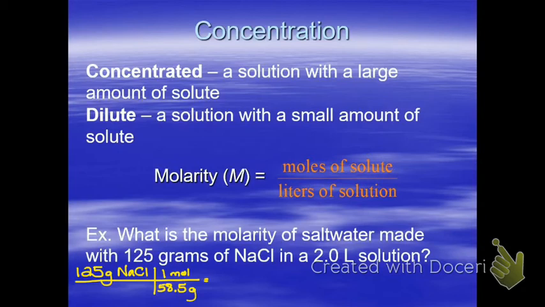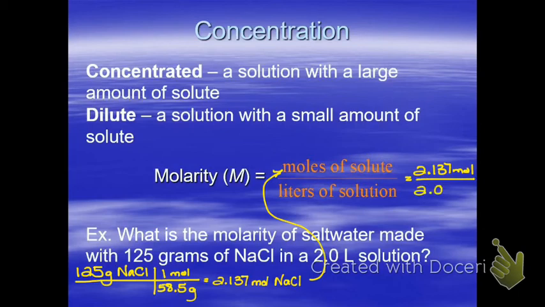And this is not my final answer, so I'm not going to round too much. I get 2.137 moles of NaCl. Now I'm ready to calculate the molarity. So I'm going to bring that number up into the numerator there. So I get 2.137 moles, and I'm going to divide that by the volume, which was 2.0 liters.